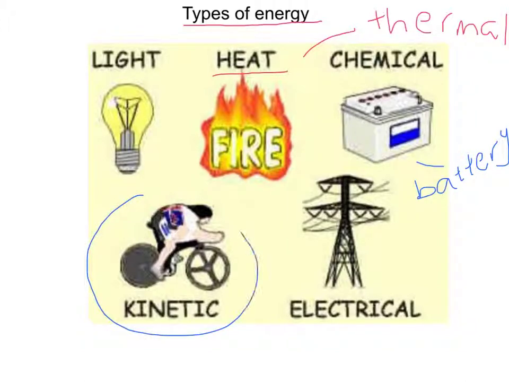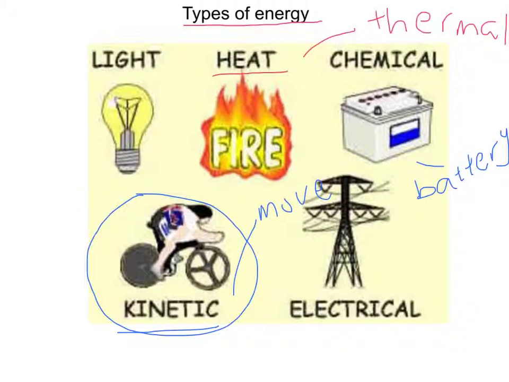We've also got kinetic energy. Now kinetic energy, the word kinetic means to be moving. So anything that moves is called kinetic energy. So if you're riding a bike, that's kinetic energy. If you're walking, that is kinetic energy. If you're waving your hands or moving your feet, that is kinetic energy. And then lastly, we've also got electrical energy. Electrical energy is just basically electricity. So anything that has electricity will have electrical energy.